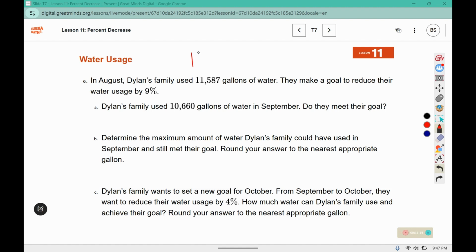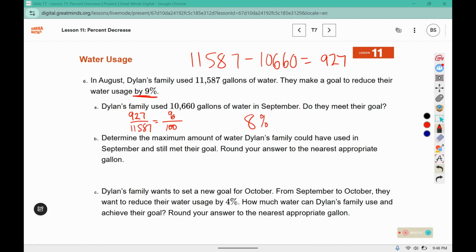They reduced it by 927. That will be our part. Originally, they used 11,587. So to figure out our percent, we'll cross multiply and divide by 11,587, which is about 8%.